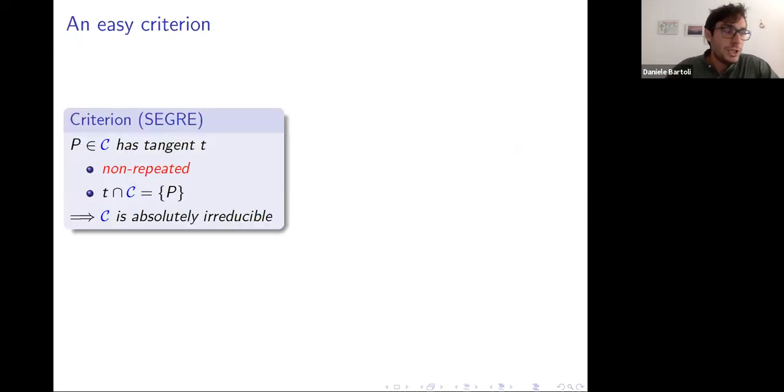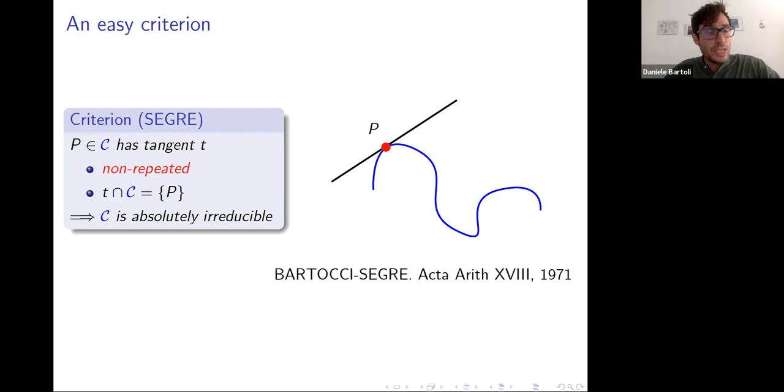Well, in the literature, you cannot find too many criteria telling you if a certain curve is absolutely irreducible. One of the first that I know is due to Segre, who in the 70s was still interested in constructing small complete arcs from cubic curves. And actually he used this criterion in order to show that a certain subset of points is actually an arc, a complete arc.